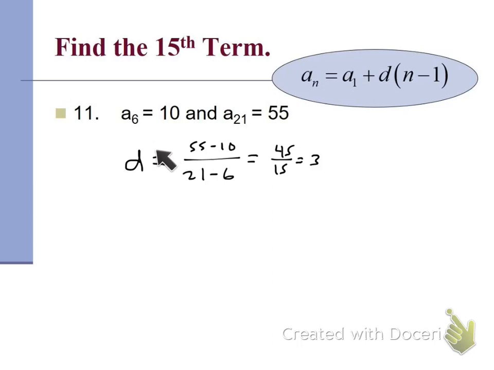anybody else want to think this way? I'm thinking, okay, from the 6th term to the 15th term, how many more do I need to go? 7, 8, 9, 10, 11, 12, 13, 14, 9 more times, right? What's 9 times 3? What's 10 plus 27? I'm done.